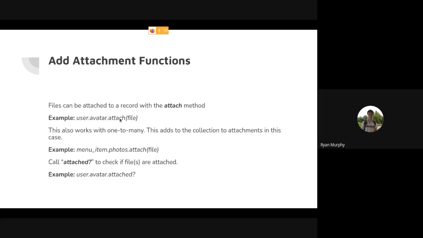So we're saying attach one file to this, and when you do that, it's going to take the file and upload it to S3 if applicable, or upload it to local storage. And if you have many, so menu_item.photos, you can do the same thing, attach, and then you can call an attached? method to see if the file is there or not. If it's multiple and you call this, then if there's at least one, that will return true. If it's empty, it will return false.